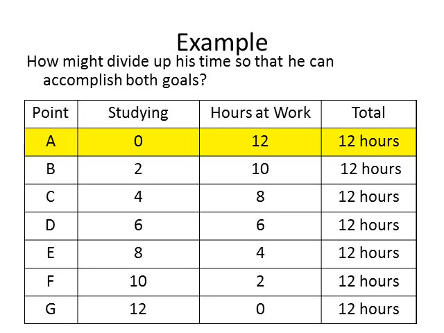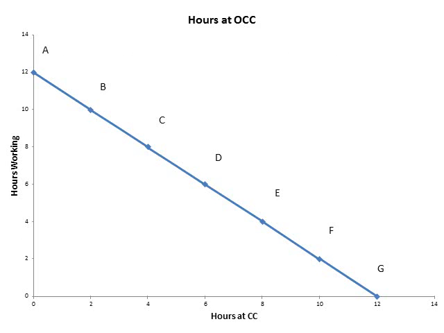Joe could spend 0 hours studying and 12 hours working. He could spend 2 hours studying and 10 hours working. He could spend 4 hours studying and 8 hours working. He could spend 6 hours studying and 6 hours working. He could spend 8 hours studying and 4 hours working. He could spend 10 hours studying and 2 hours working. He could spend 12 hours studying and no hours working.